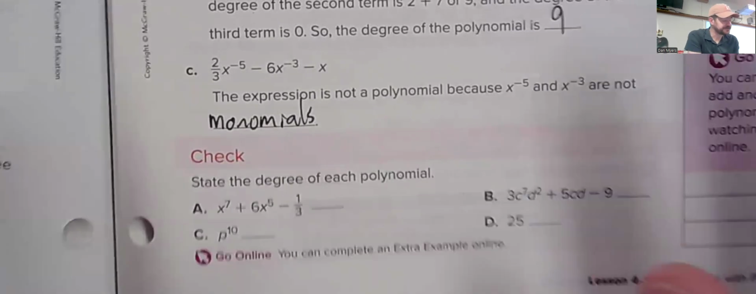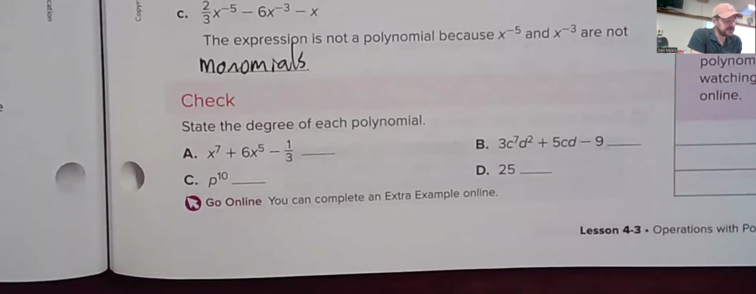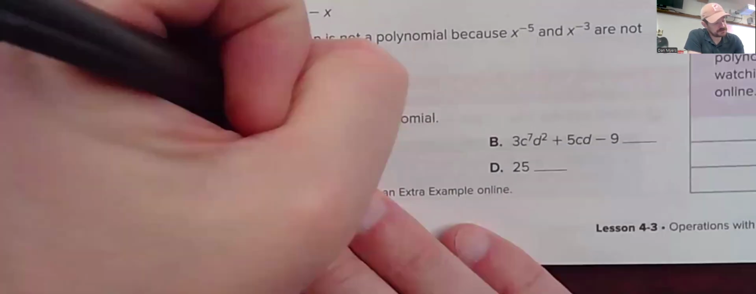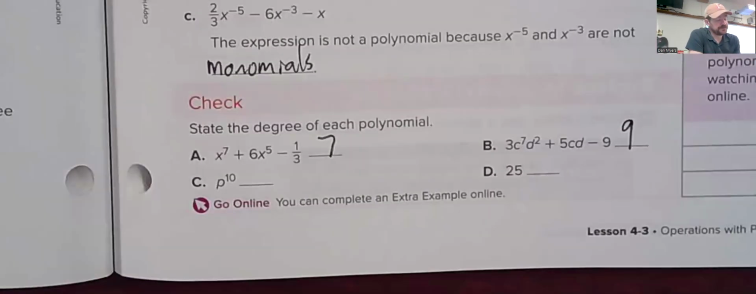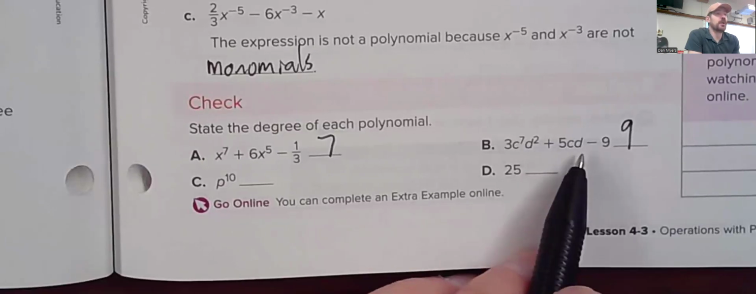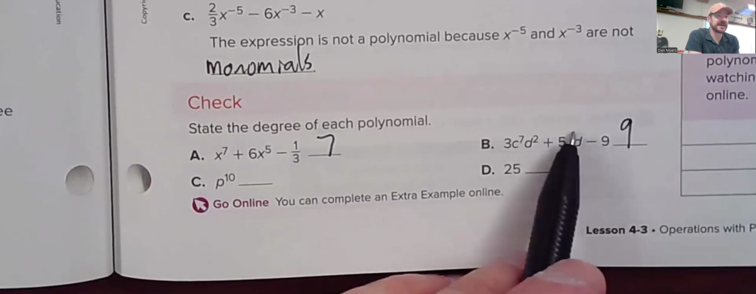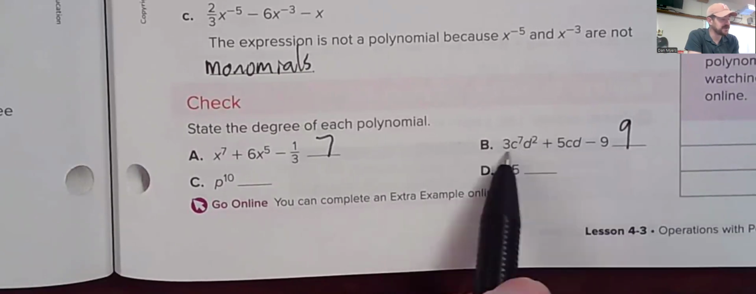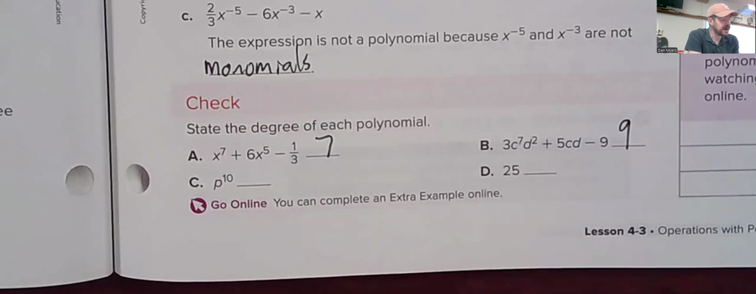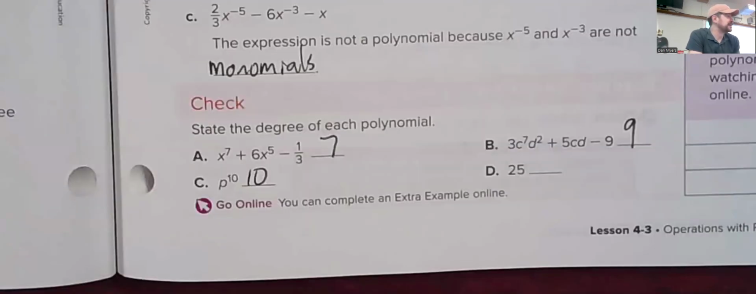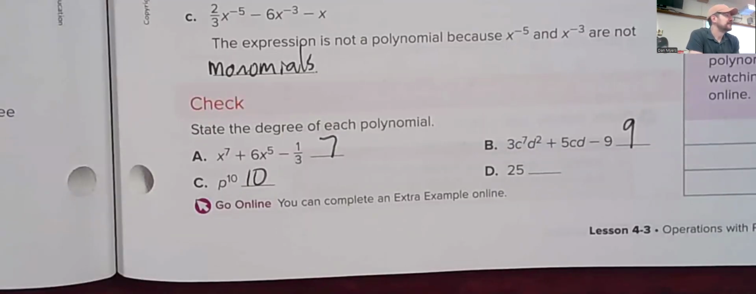All right, let's look at A. What's the degree of the polynomial? 7. Good. For B, what's our degree? 9. 7 and 2 is bigger than 1 and 1. This term has a degree of 2. This term has a degree of 9. Therefore, the polynomial has a degree of 9 because it's always equal to the largest degree. C, what's the degree? 10. All right. D, what's the degree? I heard 1, and I think I heard somebody else say something else.